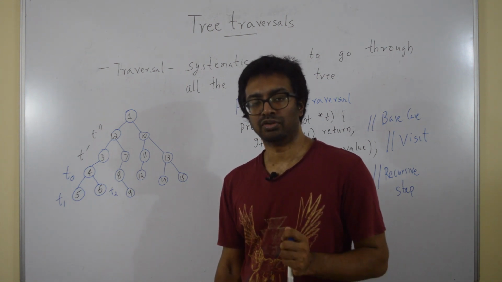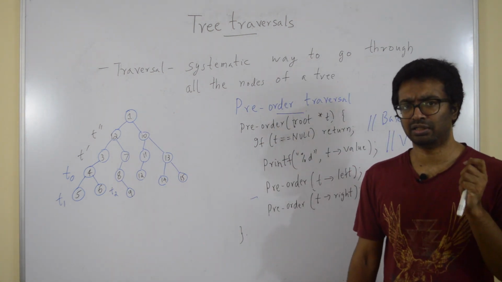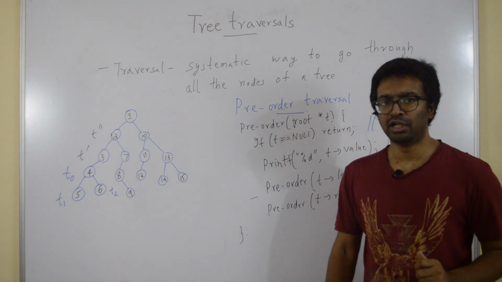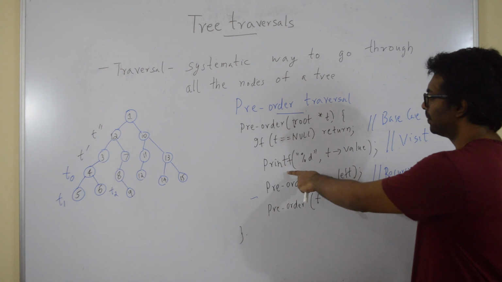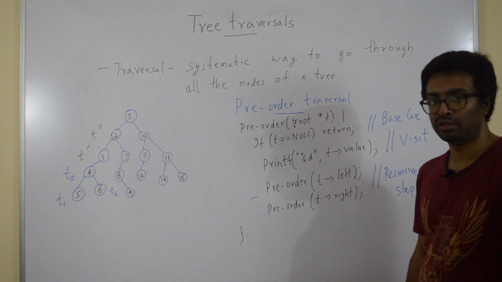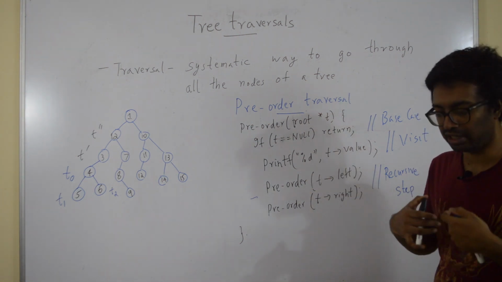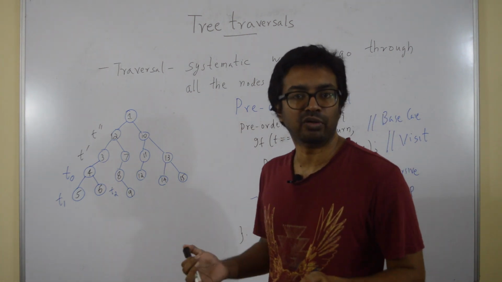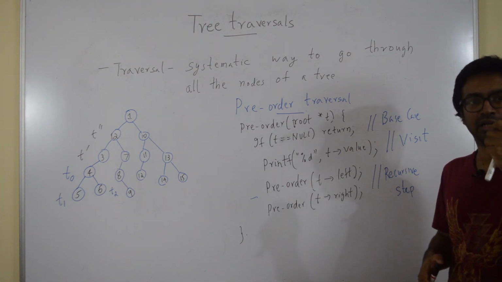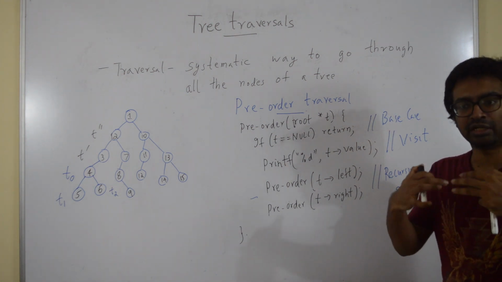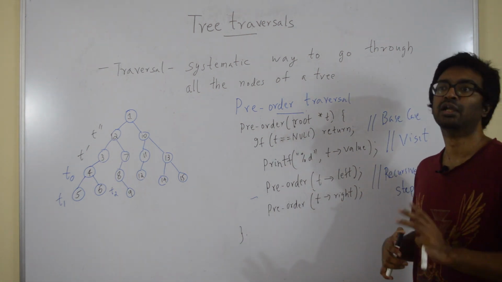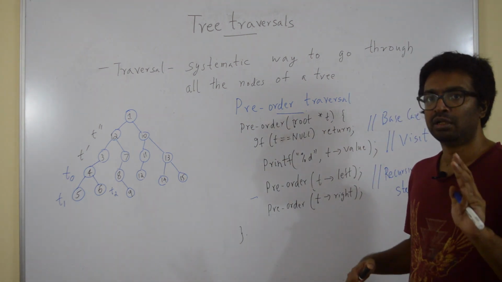Let me explain post-order through pre-order. In pre-order, the first thing we do when I go to a node is I visit the node. That is, I print the value or do something with the value of that node. Then I recursively traverse its left subtree, and after that I recursively traverse the right subtree. This is how I do a pre-order traversal.